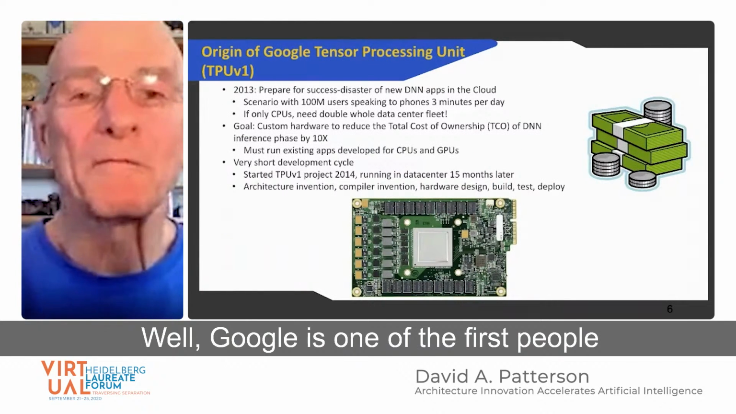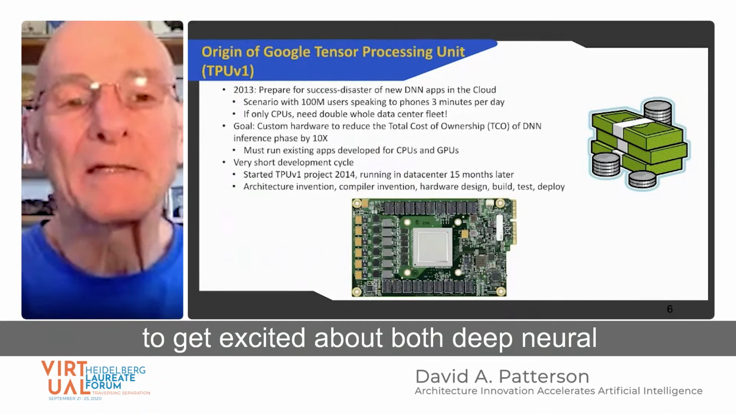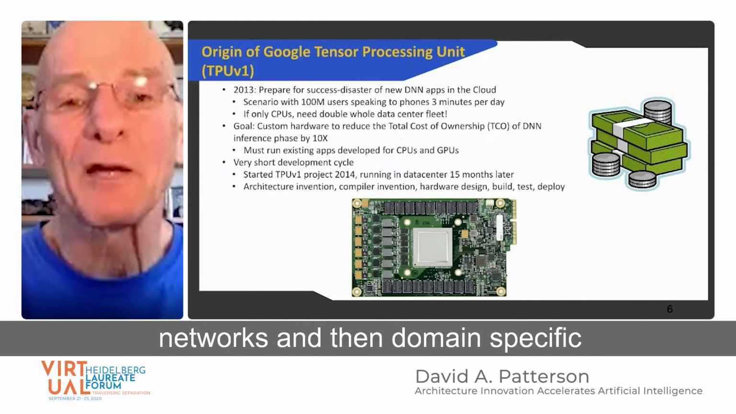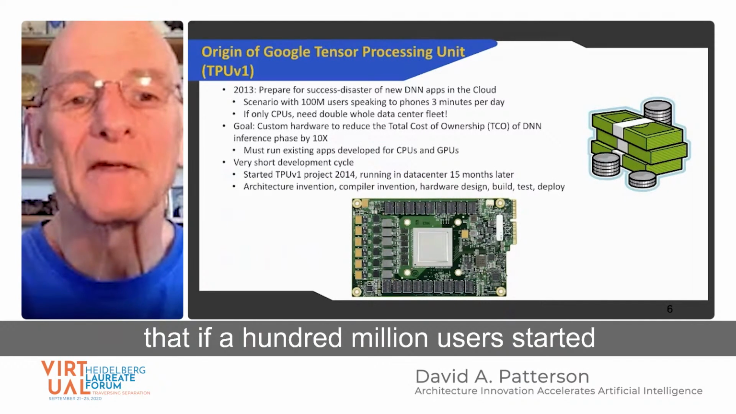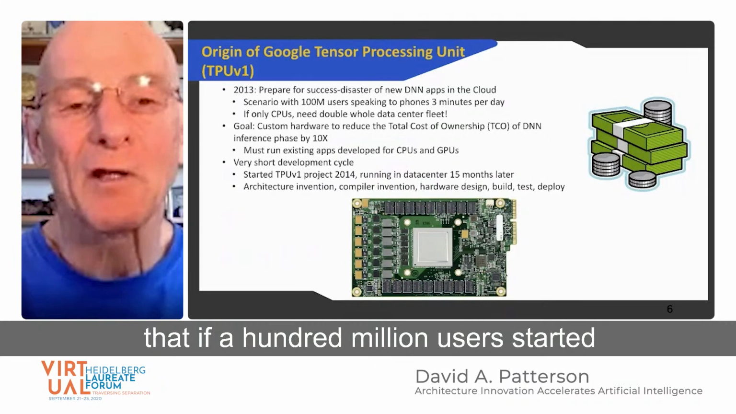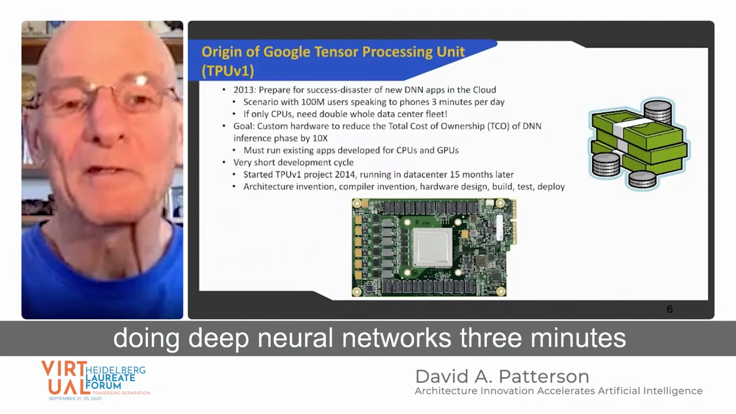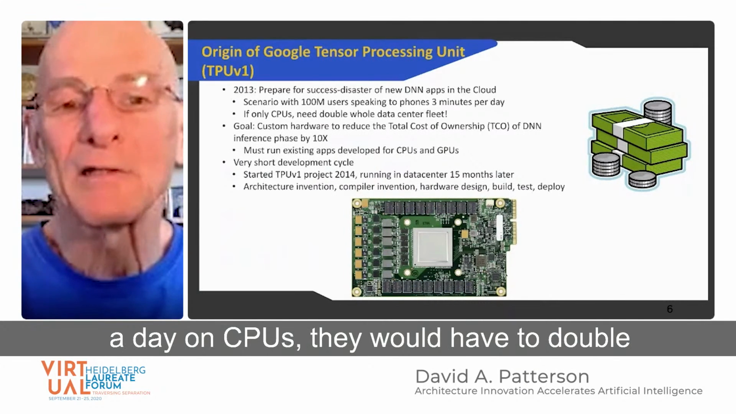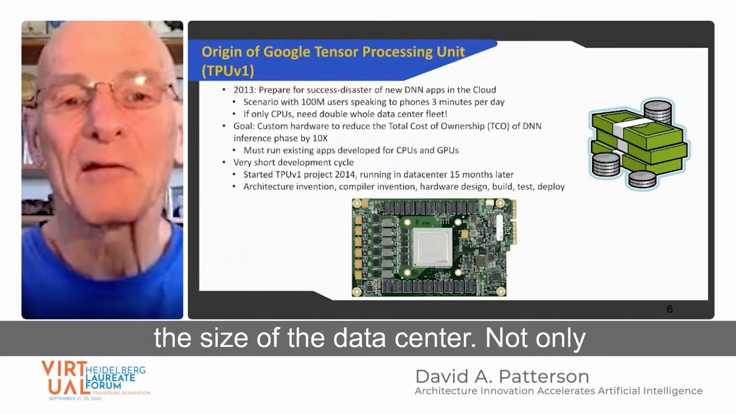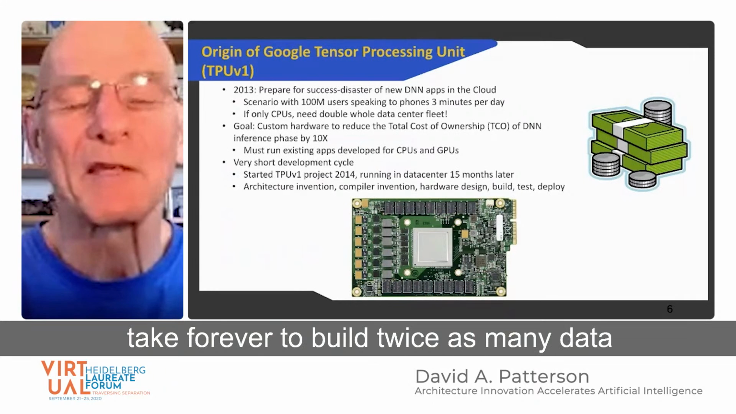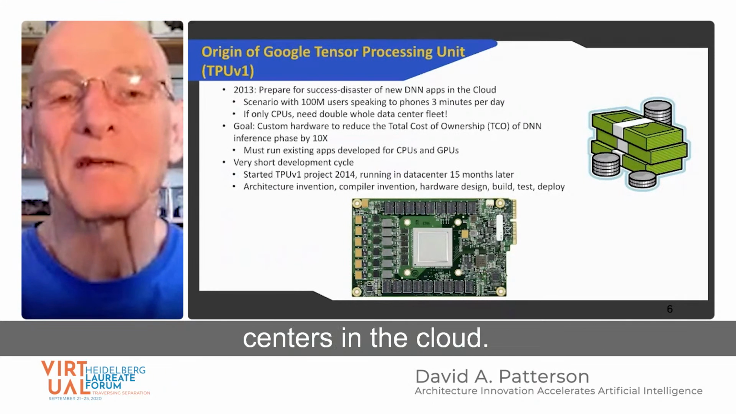Well, Google was one of the first to get excited about both deep neural networks and domain-specific architectures. In 2013, they calculated that if 100 million users started using deep neural networks 3 minutes a day on CPUs, they would have to double the size of the data center. Not only would that be very expensive, it would take forever to build twice as many data centers in the cloud.